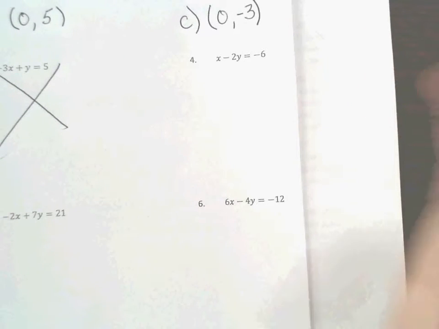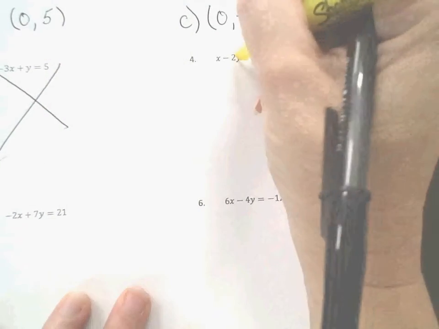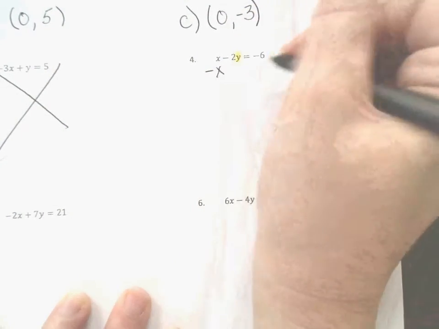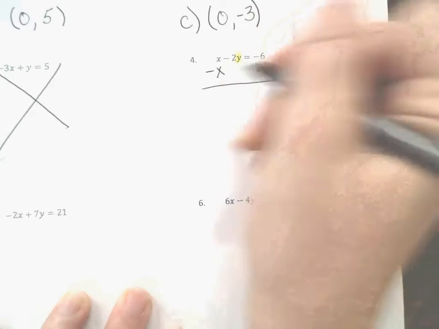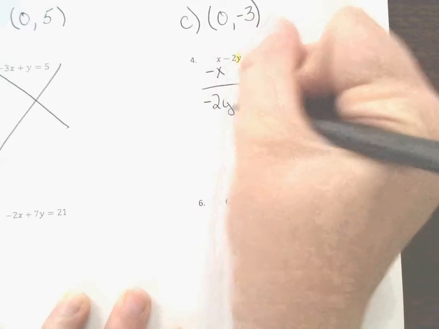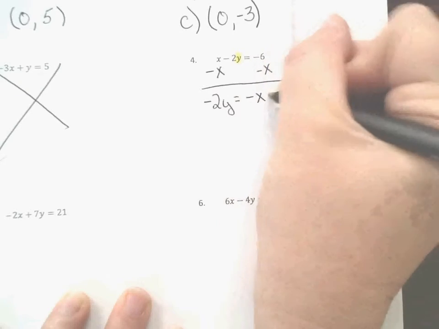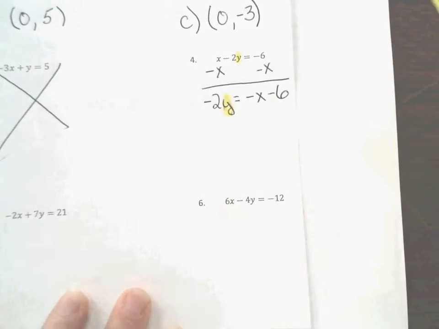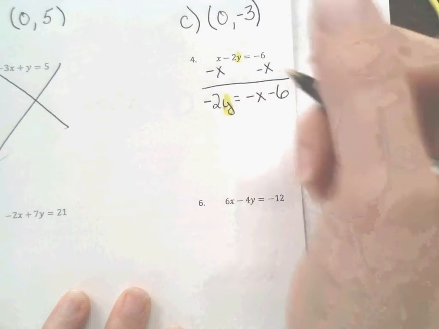Okay, so number 4. These get a little bit harder. So I'm still going to subtract the x. So I get negative 2y equals negative x minus 6. But I need the y by itself. So how do I get rid of that? Divide by negative 2.